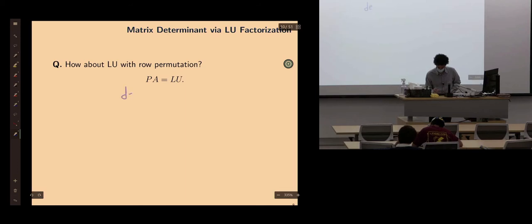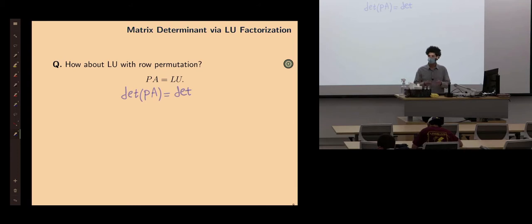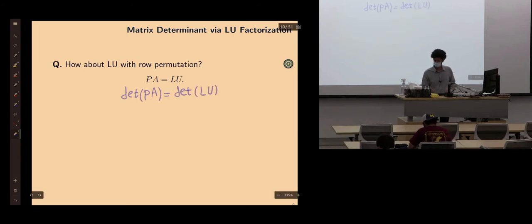So we take the determinant of both sides. If two sides of the equality are the same, if you take the determinant, it should be the same. Why can we do this? Why is it that I can do this?